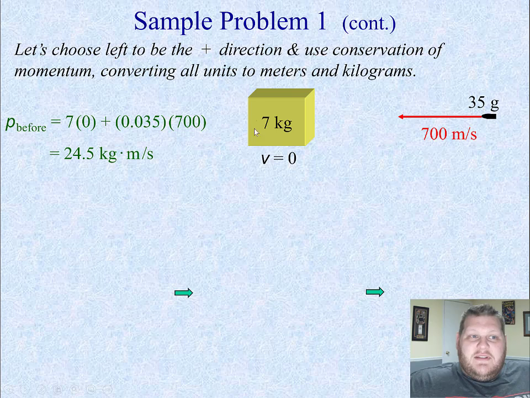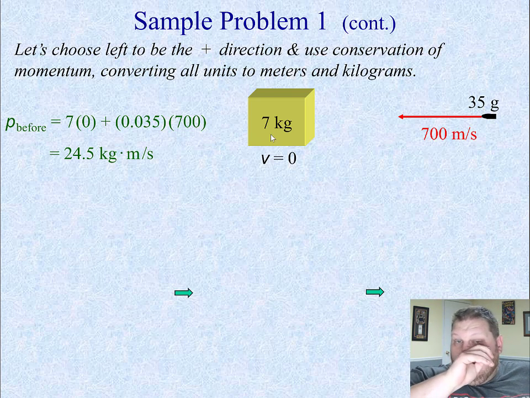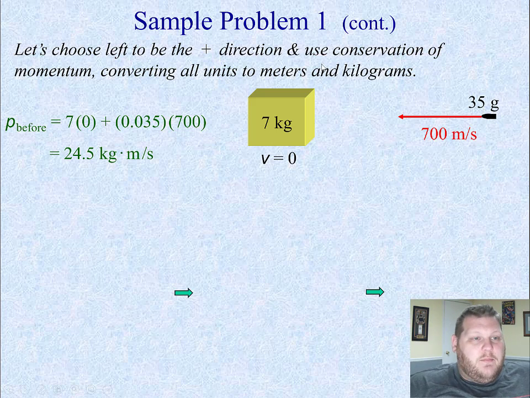And in this case, actually, since our butter is not moving, it has no momentum initially. So it still has a mass of 7 kilograms, a velocity of 0 meters per second. So I can just add those together, which really is just the 700 times 0.035. So before the bullet and the butter interact with each other, collide with each other, they have a total momentum of 24.5 kilograms times meters per second.